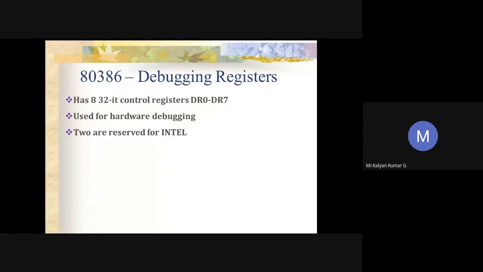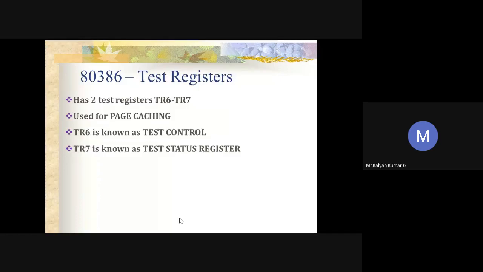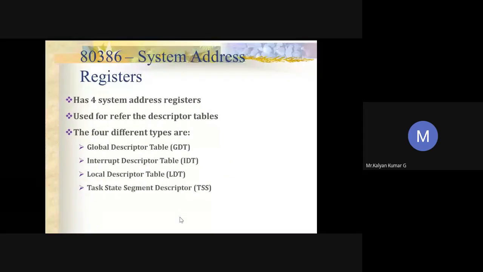Moving on to the next type of registers available, the test registers. Here in 80386 we have two test registers named TR6 and TR7. These registers are mainly used by the processor for page caching. TR6 we usually call the test control register, and TR7 is mainly used as the test status register.